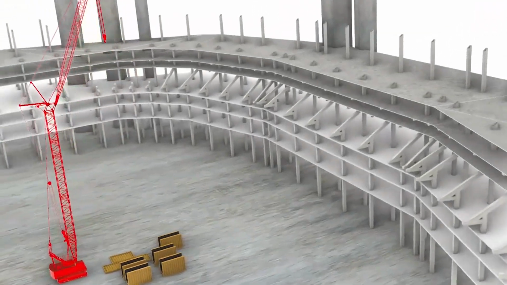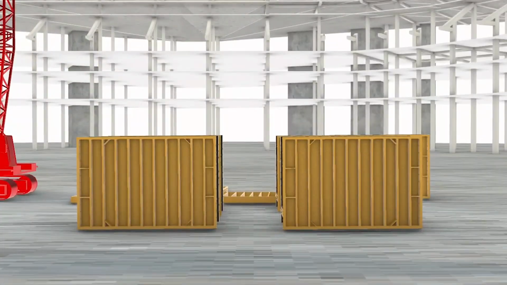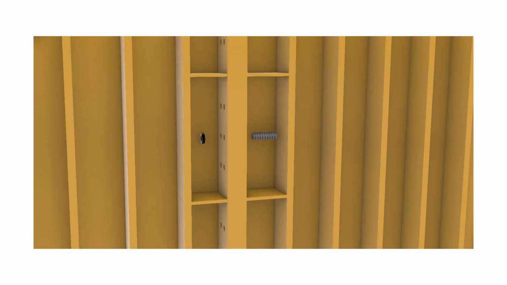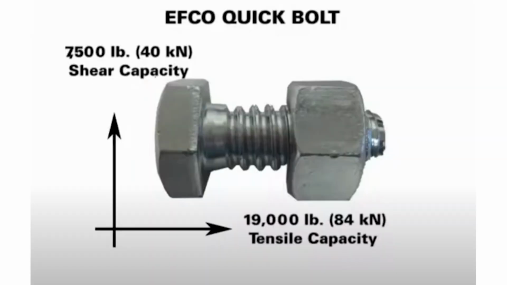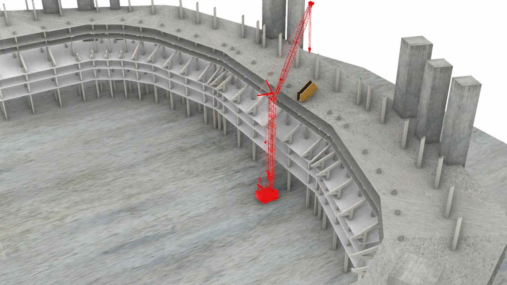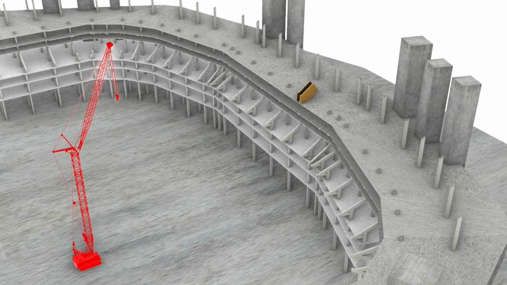The raker beam was constructed using cast-in-place concrete with EFCO's plate girder modular formwork system. This system, utilizing quick bolts, is designed for fast and safe assembly of modules. The assembled formwork was precisely lifted into place using a luffing tower crane.